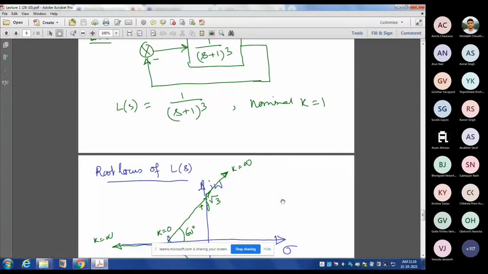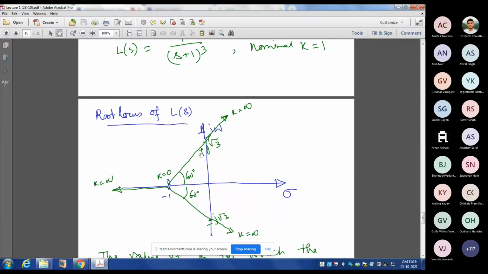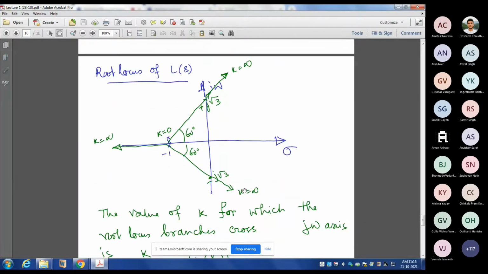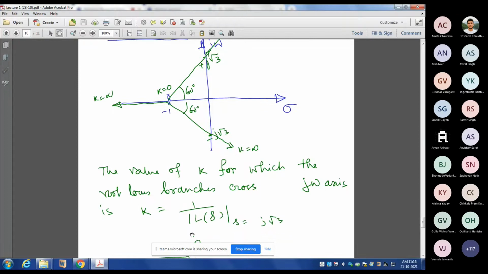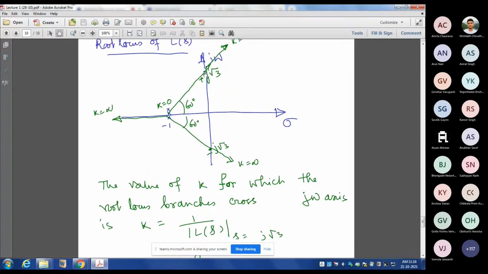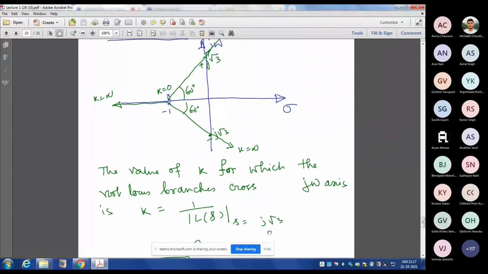From this root locus, you can easily say that the gain corresponding to this frequency, root 3 radian per second, will be equal to this one. The branch, the gain at which here the gain is equal to 0. In this direction gain will increase, and in this direction also gain will increase. So the critical gain, or the gain at which it crosses the imaginary axis, will be 1 by L(s) with s equal to j root 3. So it will be 8.